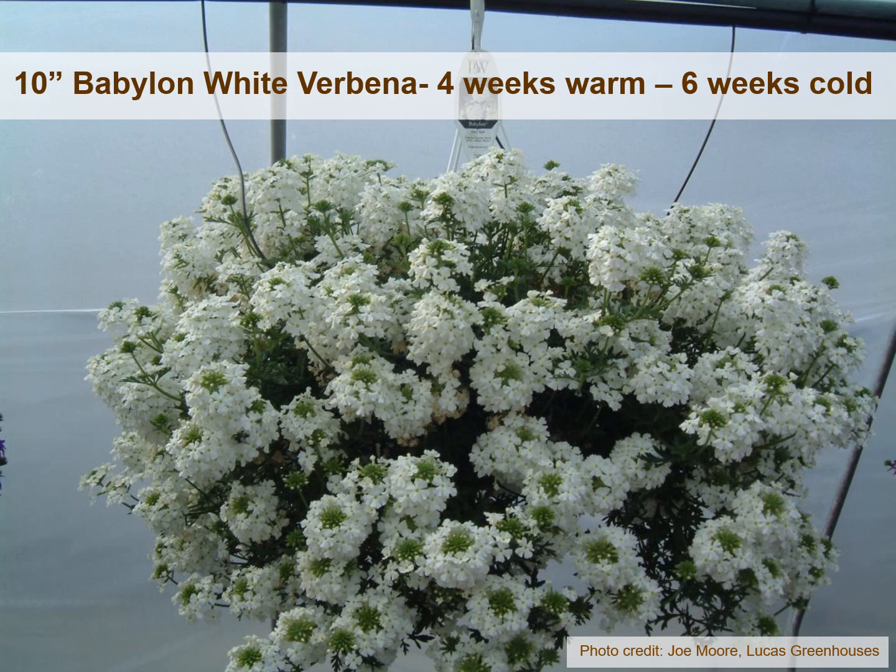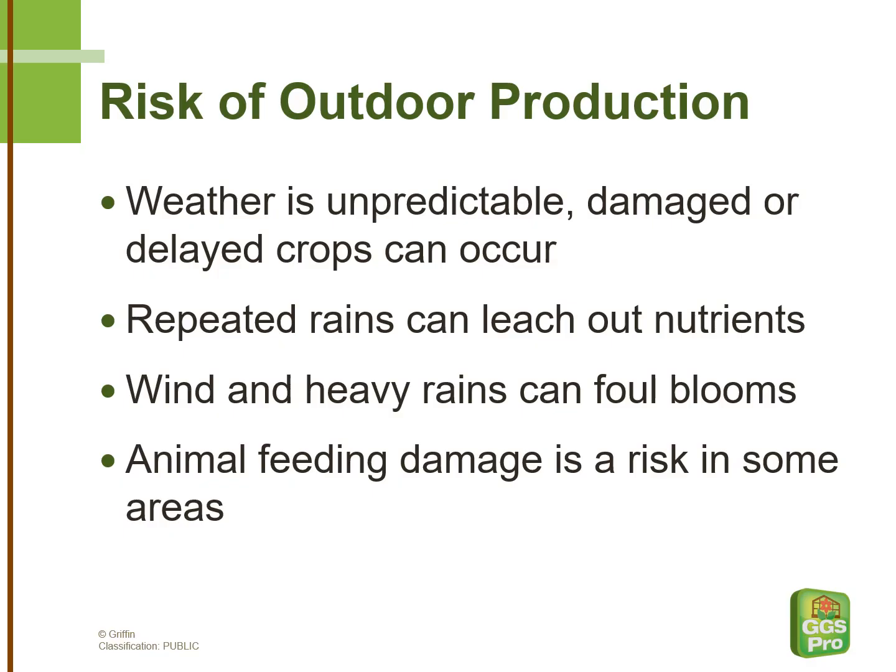This is a picture done by Joe Moore and his growers down in southern New Jersey. This is an example where they have multiple cold frame greenhouses. This Babylon verbena was grown for 4 weeks in warm temperatures and then finished 6 weeks out in the cold frame. And you can see that it is absolutely a beautiful basket. You really couldn't grow it any better than that. Just to let you know that we're not giving away quality. If we pick the right crops to go outside, we're not giving away quality in order to save some heat in this case.